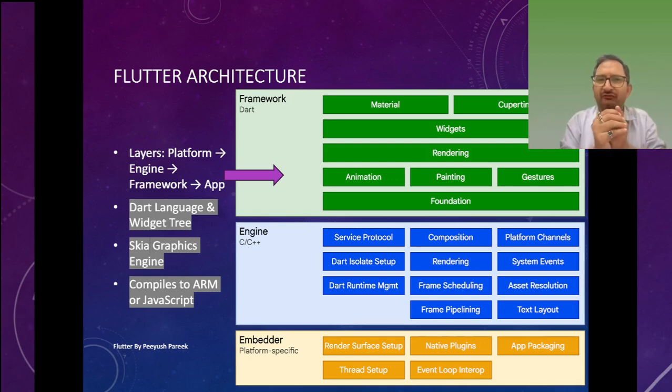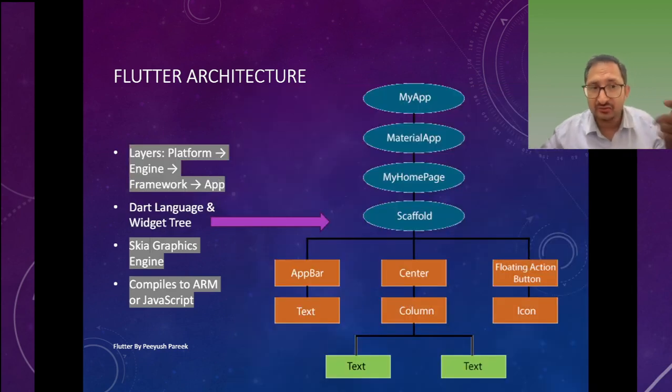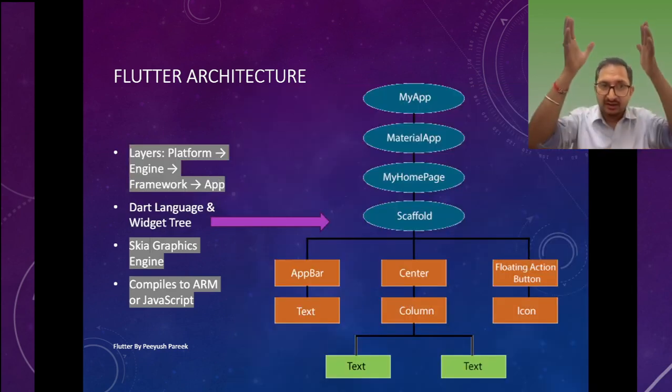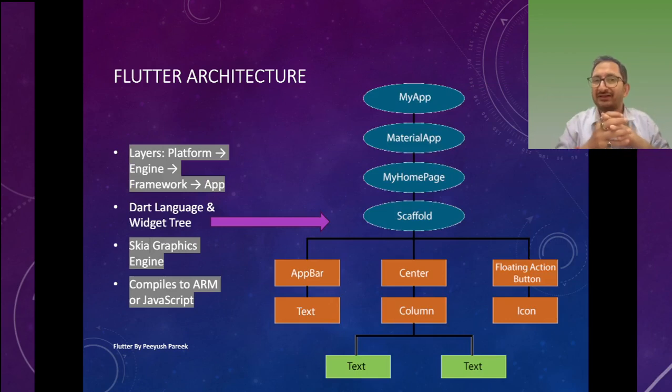So here comes the Flutter architecture, which has the Flutter framework, engine and the embedder. The framework has material, widgets, rendering and foundation. The engine is developed in C and C++. It has the scheduling mechanism, framework pipelining, text layout, and the embedder, which has the setup for the app. And here comes the Dart widget tree used for the application as an architecture. Our application will be at the top.